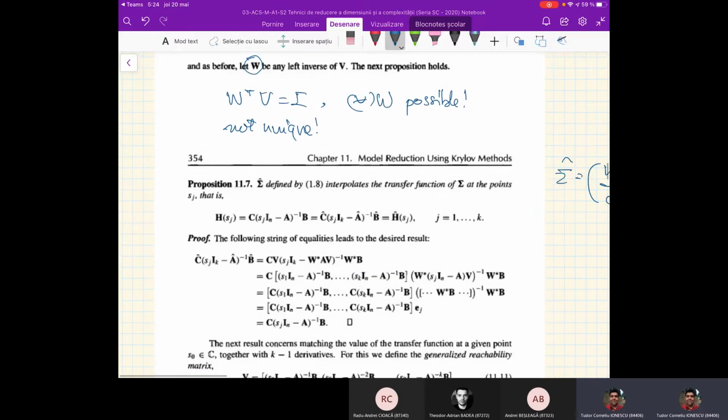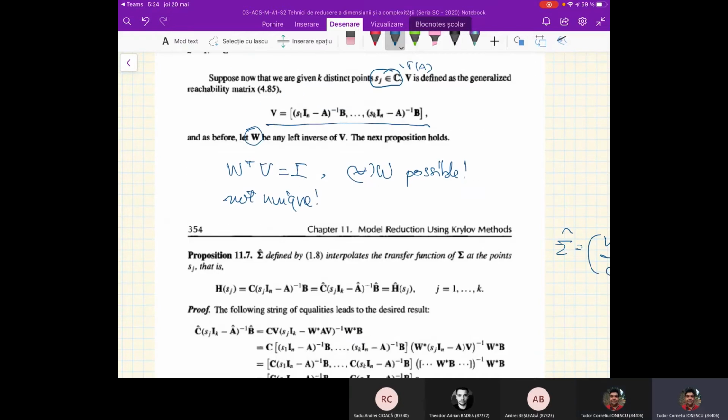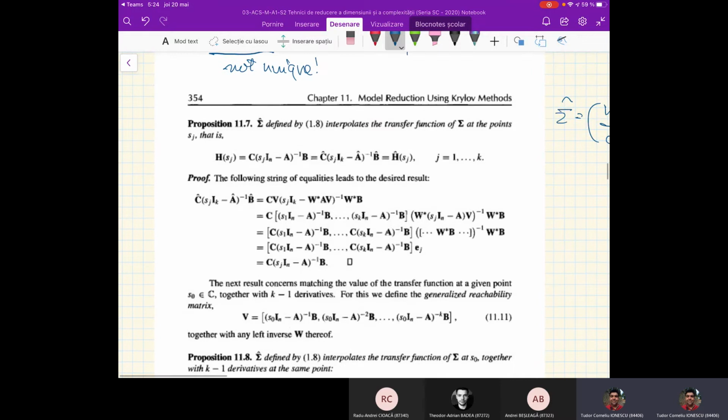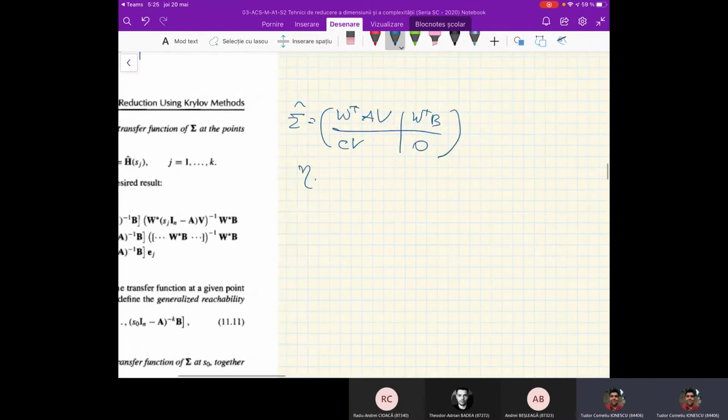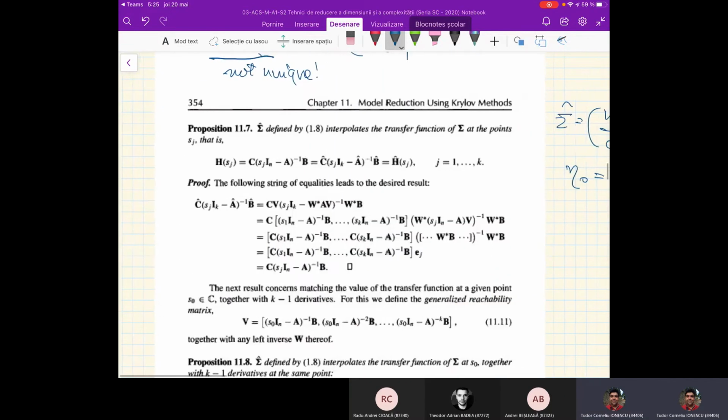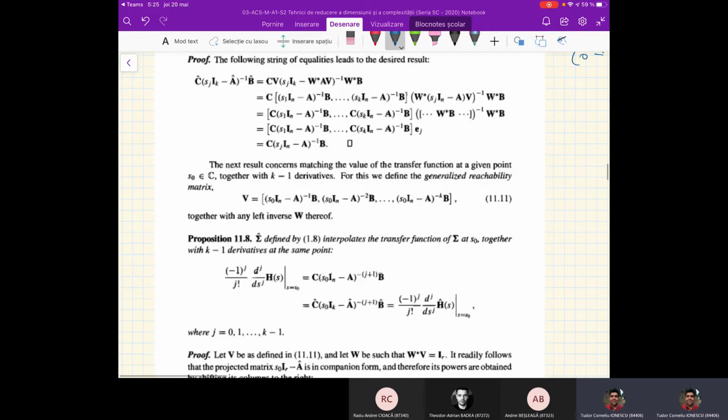So this sigma hat with this V and this W achieves moment matching at the points Sj. Note that these are all zero order moments. So zero order moment is C (sI minus A) inverse B. So this is the zero moment at points Sj. And this actually occurs.